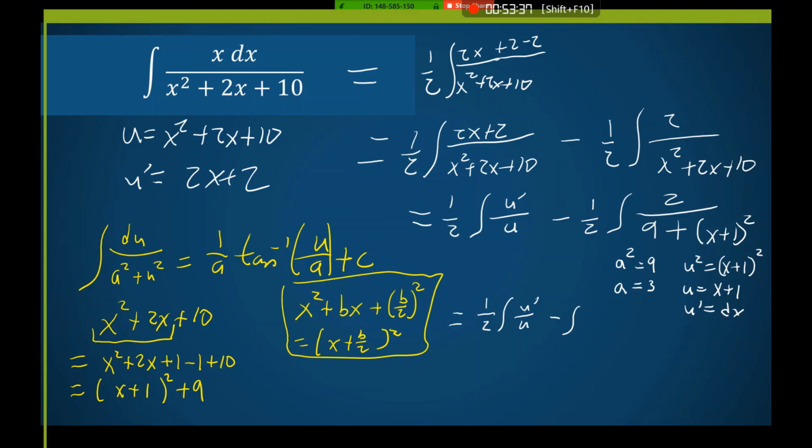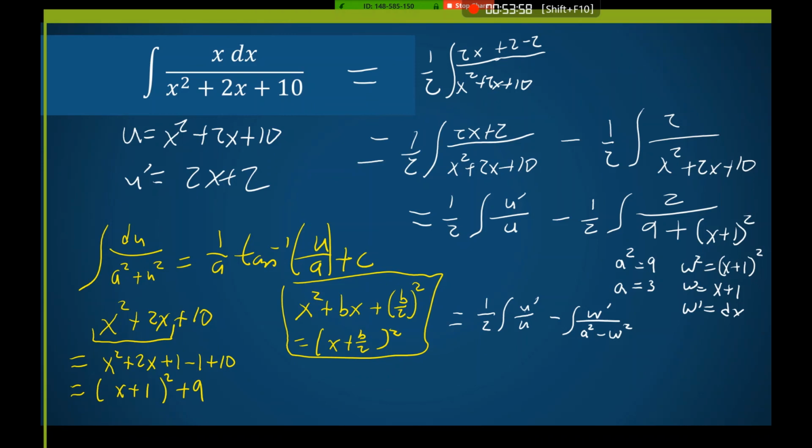oops, I should make these w's because I already have a u. Okay, I'm going to rewrite these. This is w squared, w, and w prime. So this will be w prime over a squared minus w squared. And we're ready to integrate.